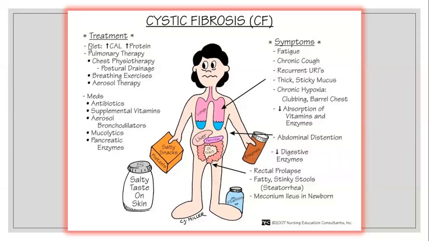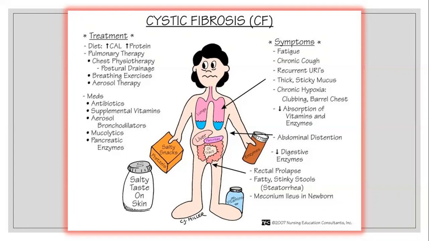The treatment purpose: diet with increased calories and increased protein. Pulmonary therapy, physiotherapy is important, including chest physiotherapy, postural drainage, and breathing exercises. Also medications like antibiotics, vitamin supplements, bronchodilators, mucolytics, and also pancreatic enzymes, because it is a genetic defect where the lungs get involved and the digestive system gets involved.